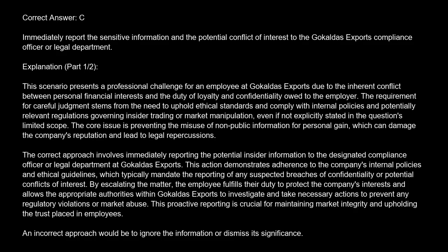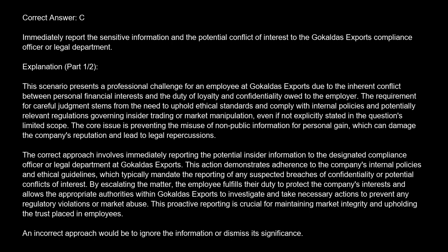The correct answer is C. Immediately report the sensitive information and the potential conflict of interest to the Gokaldas Exports compliance officer or legal department. Explanation. This scenario presents a professional challenge for an employee at Gokaldas Exports due to the inherent conflict between personal financial interests and the duty of loyalty and confidentiality owed to the employer.